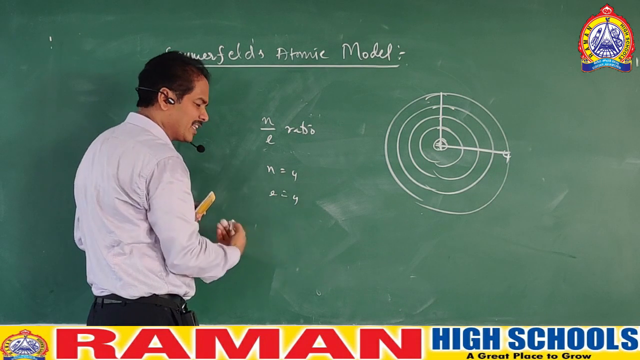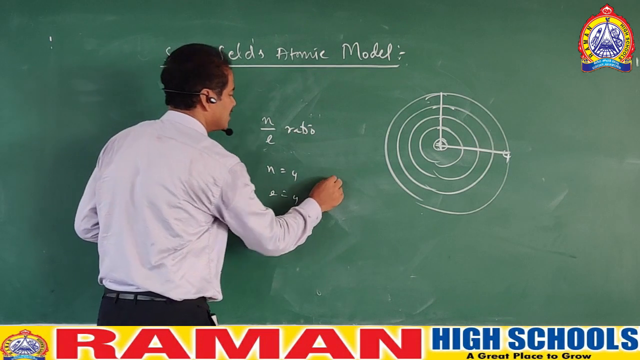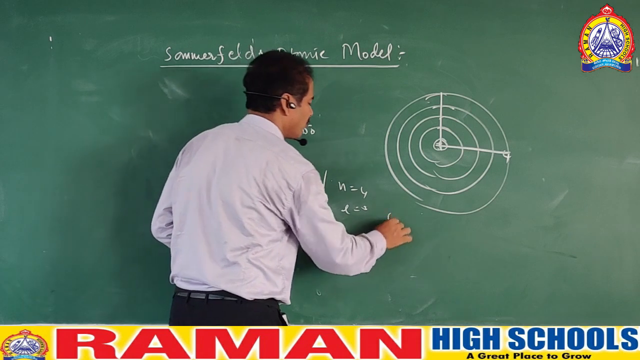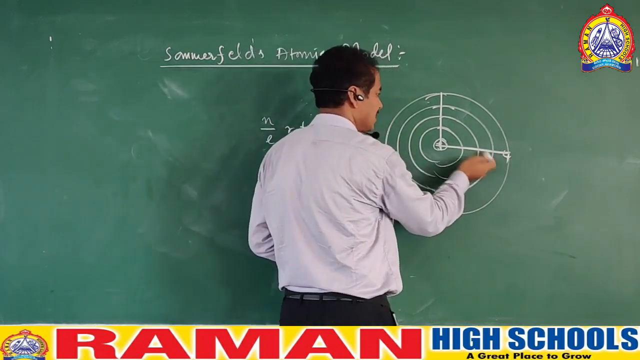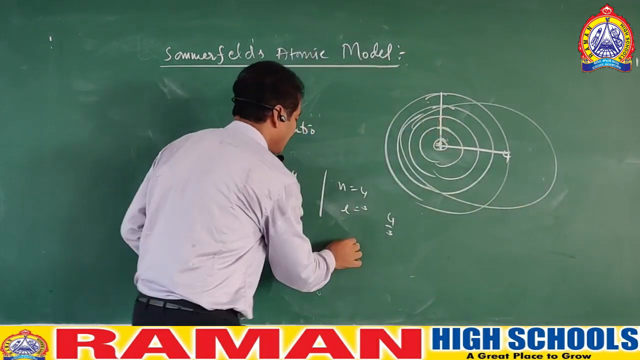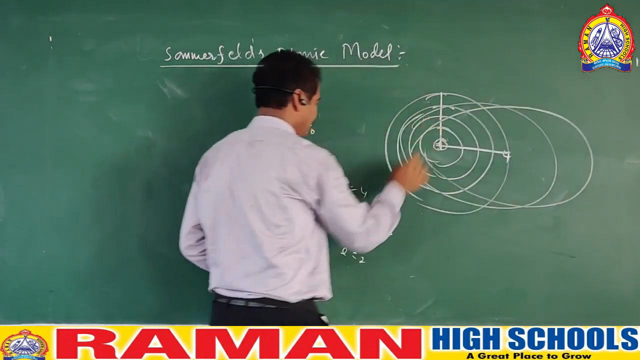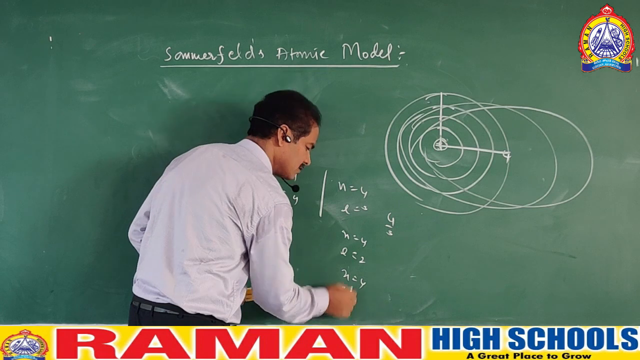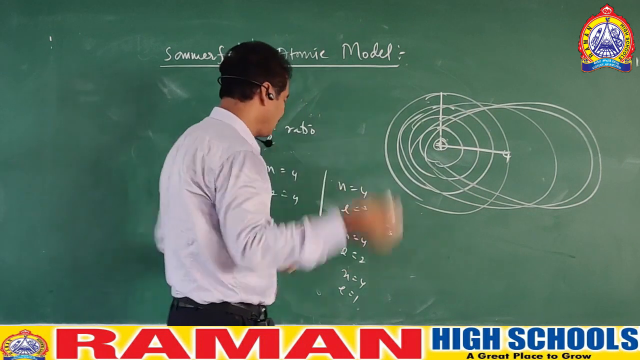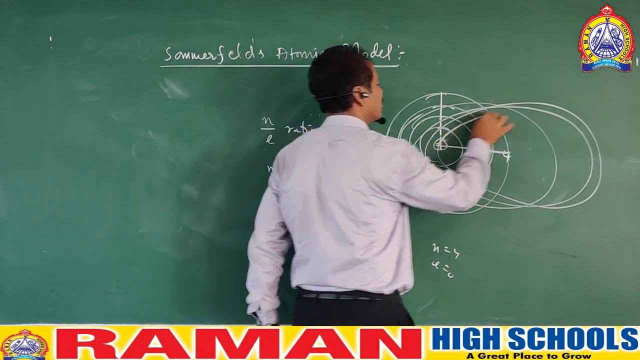Whereas if the L value decreases, L value starts from 0. If you take N is 4 and L is 3, naturally 4 by 3, that means the size decreases. So the orbit becomes a little elliptical. And when N is 4 and L is 2, the orbit still becomes elliptical. When N is 4 and L is 1, 4 by 1, the ellipse increases further. And when N is 4 and L is 0, the orbit passes through the nucleus.